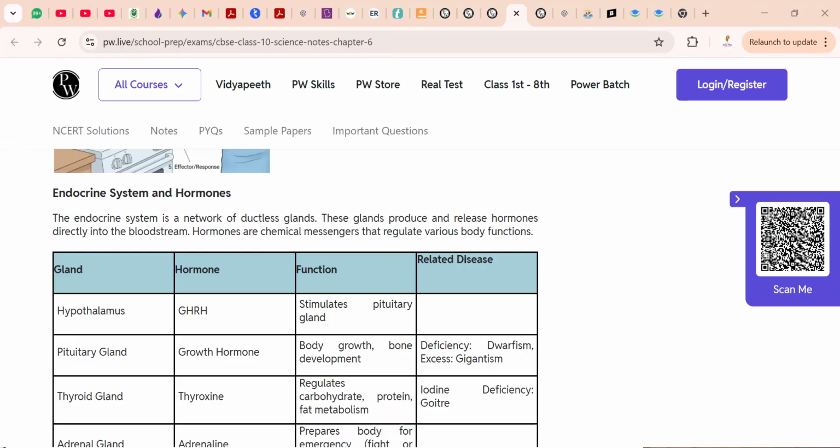So where do we get all these things, memory, intelligence and the sense centers? It is in the cerebrum. So what about the diencephalon?